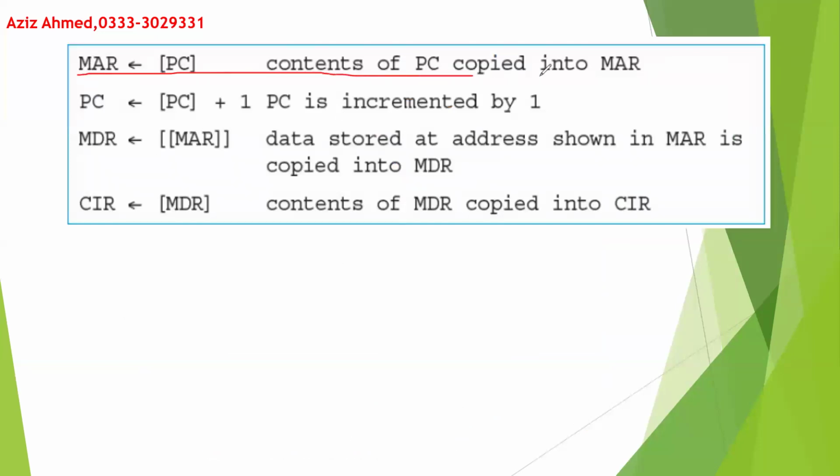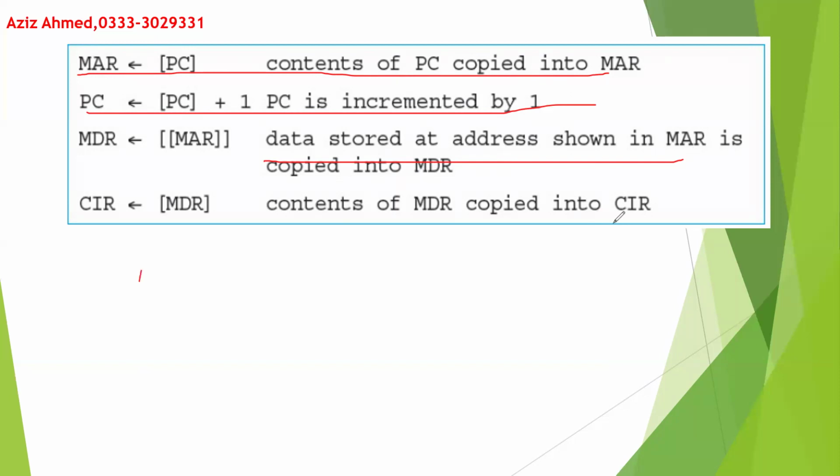Okay, MAR. Content of PC is transferred into MAR. Content of PC is basically incremented by 1. You can say updated. PC is updated, so it will point to the next instruction. After finishing the current instruction, data stored at the address shown in MAR is copied into MDR, and content of MDR is copied into CIR.